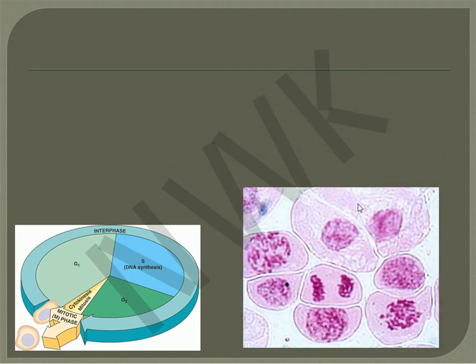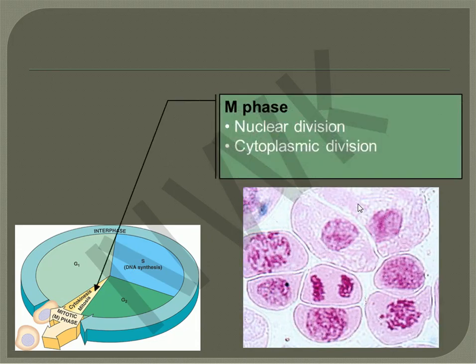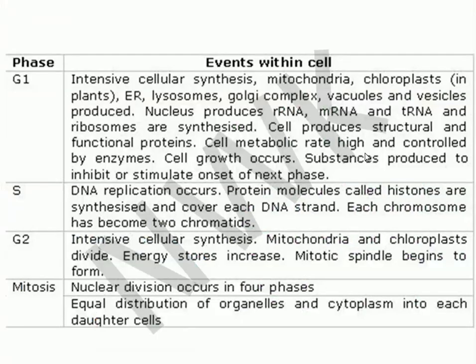So after completing G2, the cell proceeds to the M phase. The M phase consists of 4 phases in mitosis, which are prophase, metaphase, anaphase, and telophase. After completing the 4 phases, the cell will proceed to cytoplasmic division, which is cytokinesis, which we'll explain later.